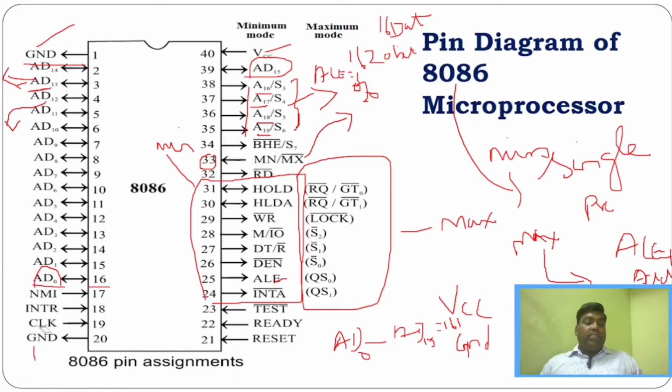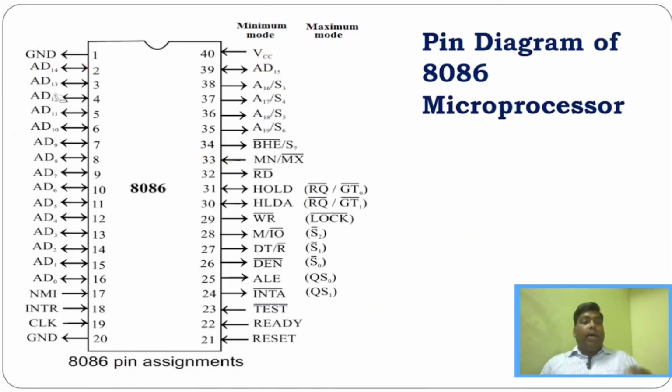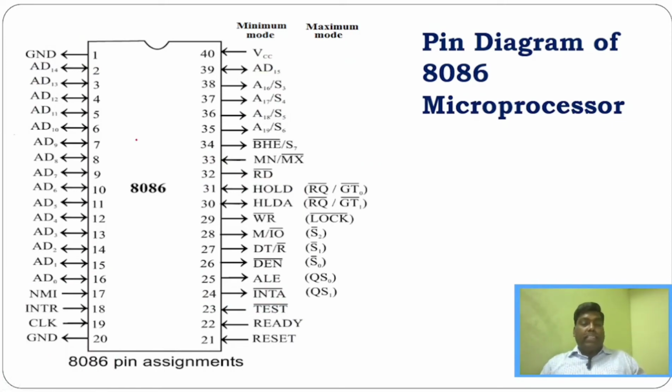So far what we have seen is what an address line is, what a data line is, how it is multiplexed and how it is demultiplexed. And we have seen what minimum mode and maximum mode are. And very importantly, the next important thing is BHE. This particular pin will enable the higher-order data, that is from D8 to D15.